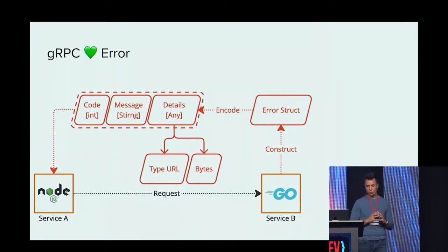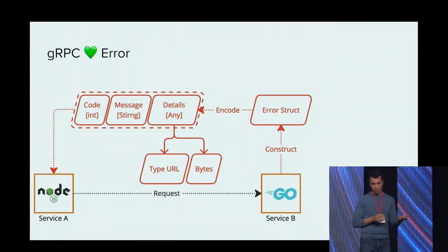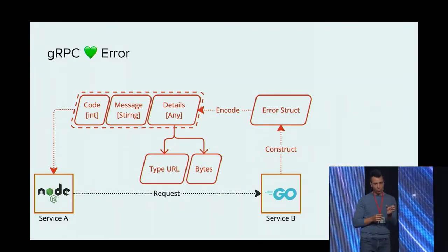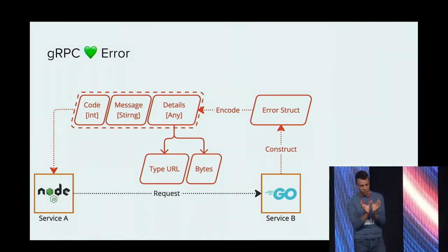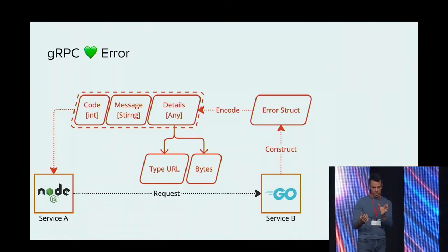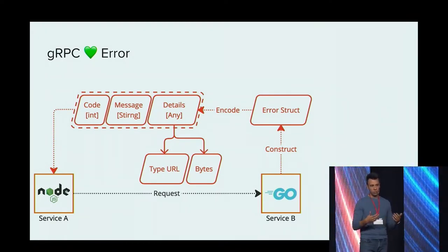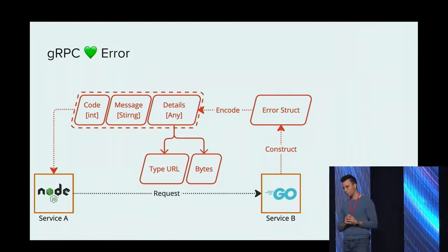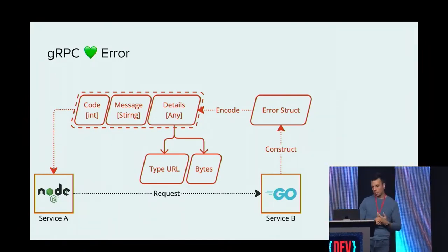Those details are encoded into an Any structure. This is a protobuf term. It's a well-known type in protobuf, which has a type URL and the bytes, actually the message. And on the client, if the client has the schema for that type, they can essentially reconstruct the message. So it's one of the extension mechanisms built on top of protobuf and gRPC.